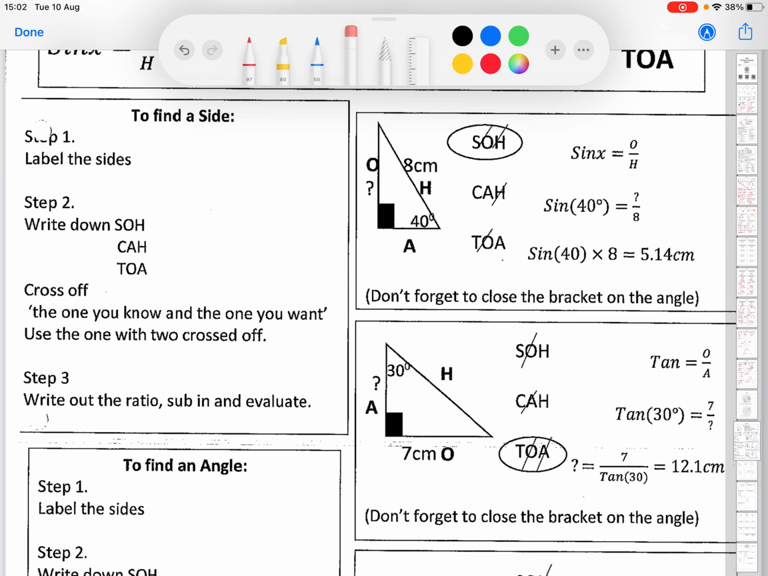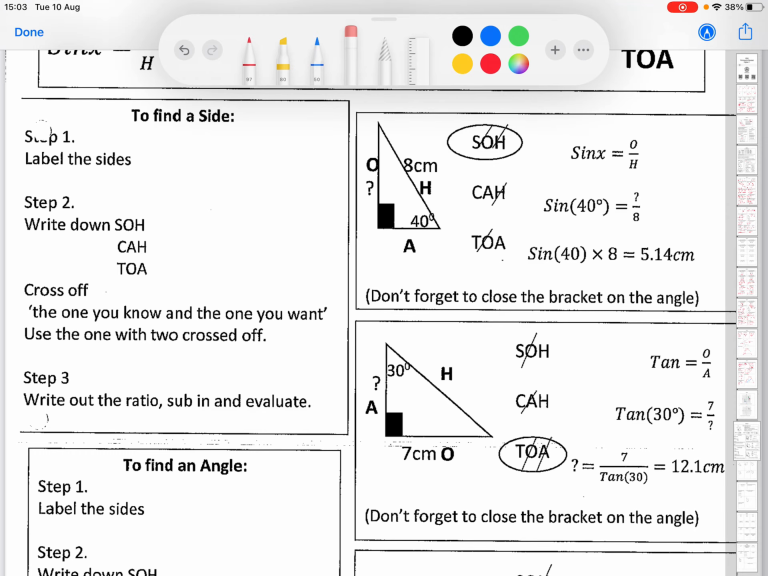So x is 40 degrees, that's your angle. O we don't have, so you can change that to a question mark, or keep it as O, whatever you want. But you do have H, which is on the bottom. Now, don't forget to close your brackets when you're putting sine in your calculator, but if you always put your number first, you won't have that problem. So the rule is if you're trying to find the thing at the top, you're going to times. So you're going to do 8 times sine of 40.